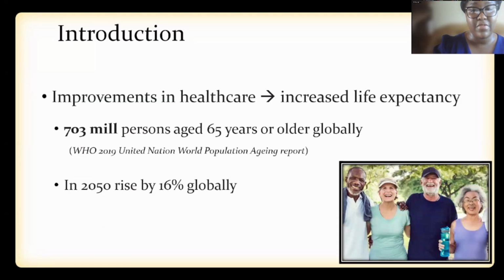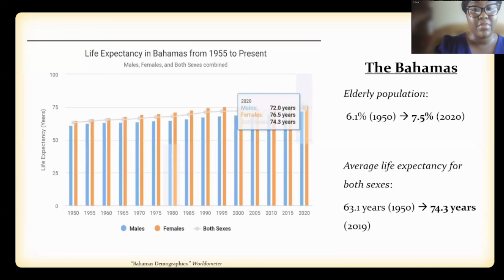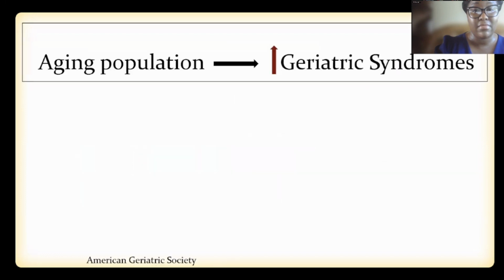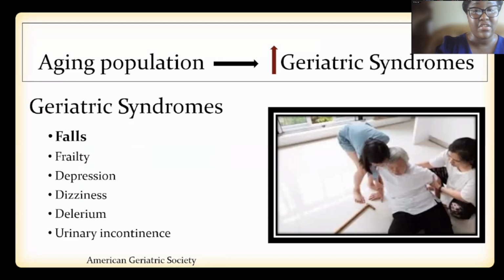Globally, improvements in the provision of healthcare have led to an increase in life expectancy, whereby the 2019 World Health Organization reported there were 703 million persons aged 65 years or older globally, and by 2050, this will rise by 16%. As for the Bahamas, the elderly population increased to 7.5% in 2020, and average life expectancy increased to 74 years in 2019. However, with an aging population, we can also expect an increase in geriatric syndromes, which includes falls.